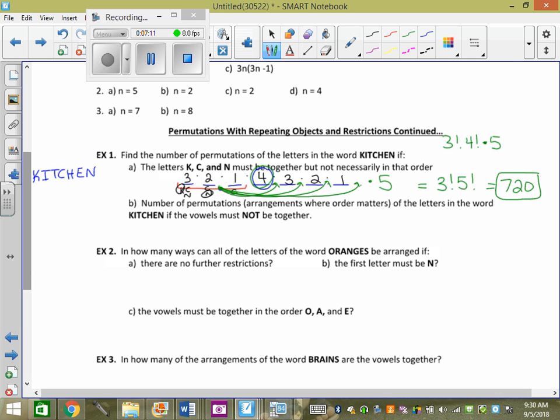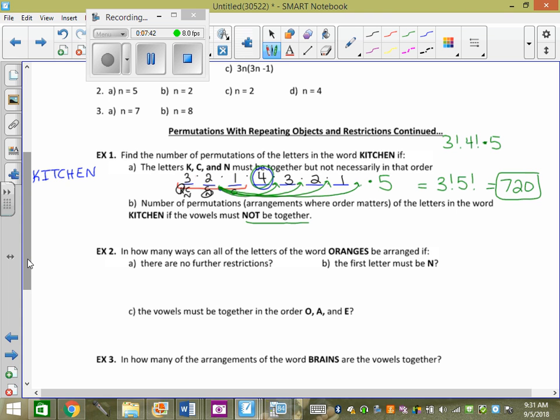Okay. Now the next one, number of permutations, arrangement where order matters, of the letters in the word kitchen if the vowels must not be together. So pay attention, this is where I lose people. If it says not be together, we're going to do this first. So we're going to do the number of ways we can rearrange kitchen, no restrictions. Okay? So how many ways can we rearrange kitchen, no rules? Just rearranging the word kitchen.